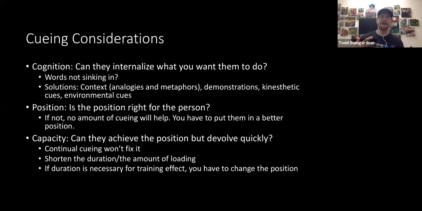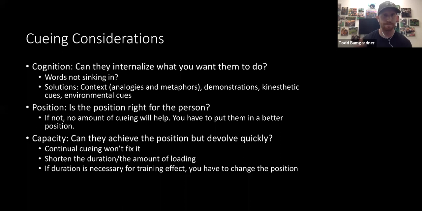So last summer, our coach Greg, when he was still an intern, asked me, what goes through your mind when you make these decisions about when to cue, how to cue, where to cue people, all of that kind of stuff? And honestly, this is what came out. At that point, it wasn't a conscious process for me. It was just something that I did. But these are the questions that we have to answer. Is it a cognition problem? Is it a thought problem? Do they not understand? Is it position, or is it capacity?